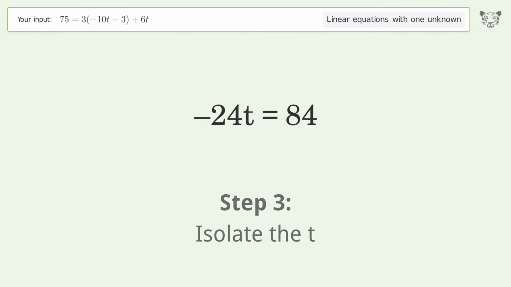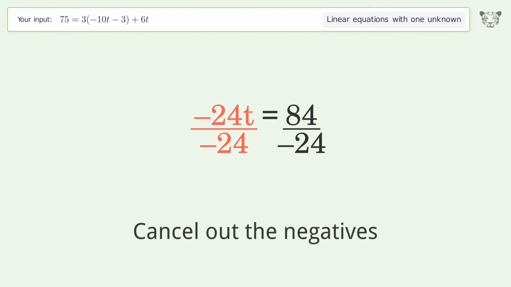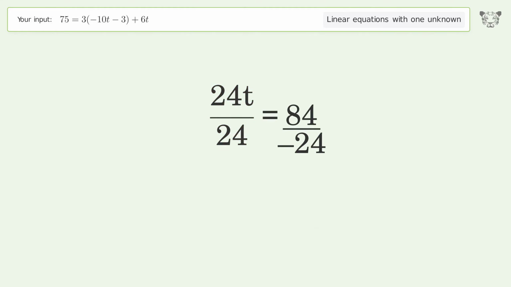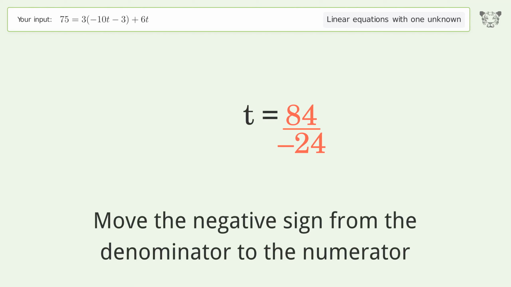Isolate the t. Divide both sides by -24. Cancel out the negatives. Simplify the fraction. Move the negative sign from the denominator to the numerator.